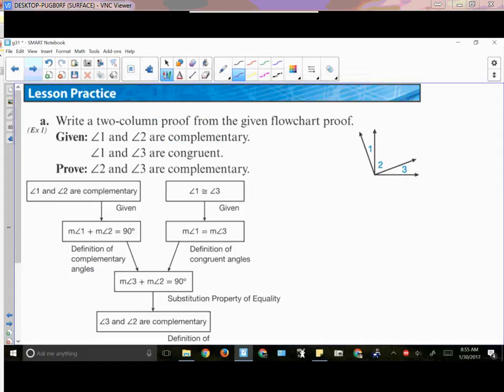So, what I want you to do is I'm going to give you a few minutes here, and I want you to go through and write out a 2-column proof based on the information that you see there. Translate this into a 2-column proof.